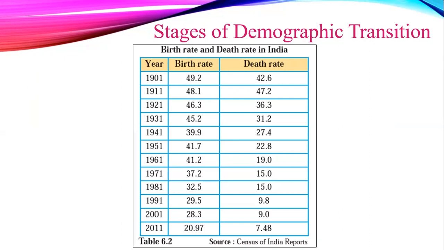However, since 1921, the situation has undergone a change. The rate of growth of population has increased, and this is because death rate has fallen faster than the birth rate. Though both the birth rate and death rate have fallen, the death rate has fallen faster than the birth rate.